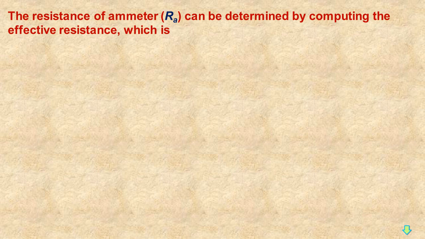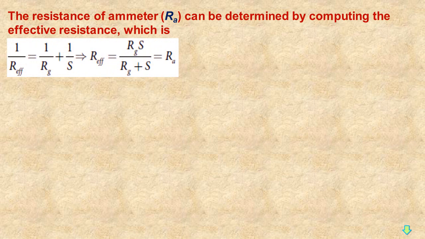The shunt resistance is connected in parallel to the galvanometer. Therefore, the resistance of the ammeter Ra can be determined by computing the effective resistance: 1 by R effective is equal to 1 by Rg plus 1 by S. Therefore, the effective resistance is equal to Rg into S divided by Rg plus S, which is equal to Ra.